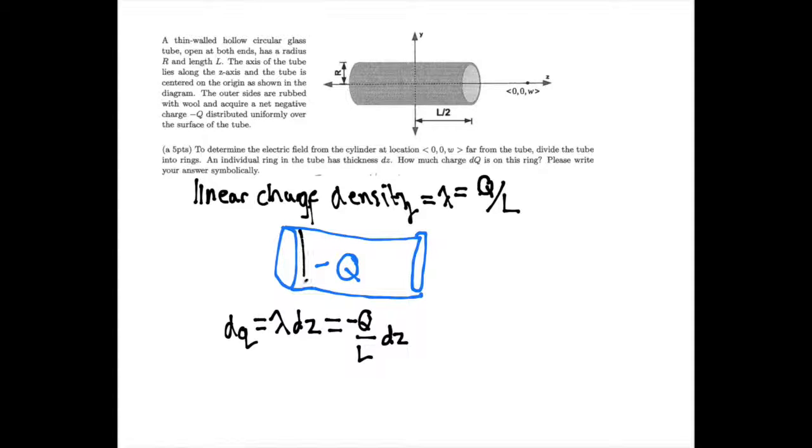Now a good way to think about this is that we're splitting up the cylinder into a bunch of tiny little rings and multiplying the charge per unit length by dz for each of those rings. So if you added up all of these dq's, it would be the total charge of the cylinder. So there's our final answer, negative Q over L times dz.